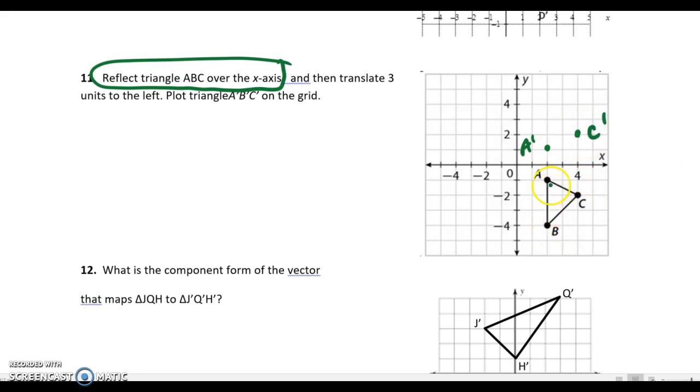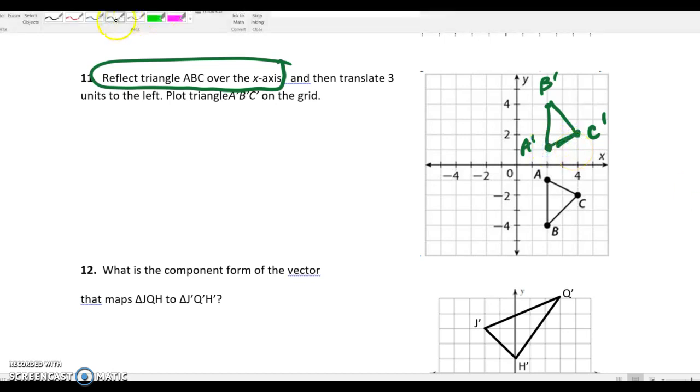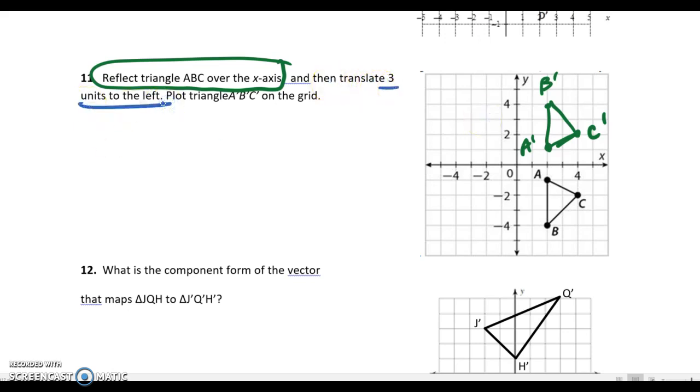So B is 1, 2, 3, 4. So you go 1, 2, 3, 4, and here's B prime. So if you just do the first step, this is partial credit because that's just the first part of the problem. The second part says translate 3 units to the left. So translate 3 to the left. So each point goes 1, 2, 3 to the left. Here is my official A double prime.